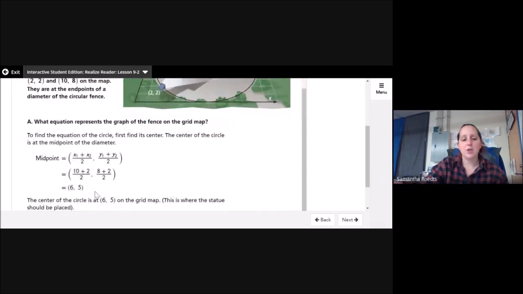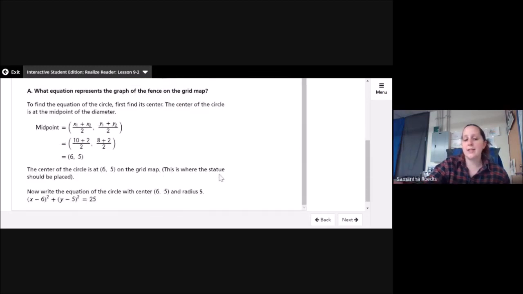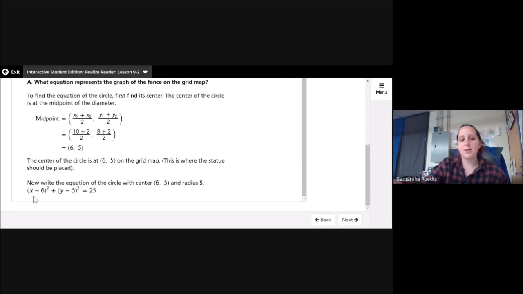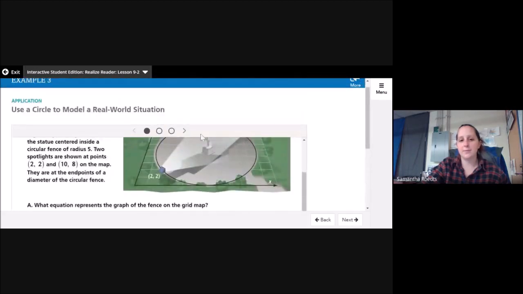So (10 + 2)/2 gives me 12/2, which is 6. (8 + 2)/2 is 10/2, which is 5. So the center of the circle is at (6, 5) on the grid map. This is where the statue should be placed. Now I write the equation of the circle with center (6, 5) and radius 5, which is (x − 6)² + (y − 5)² = 25.